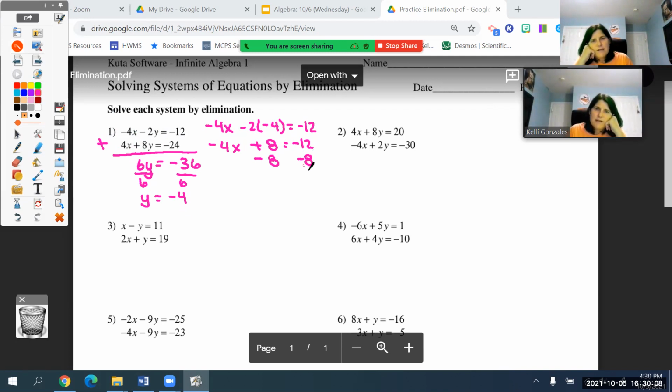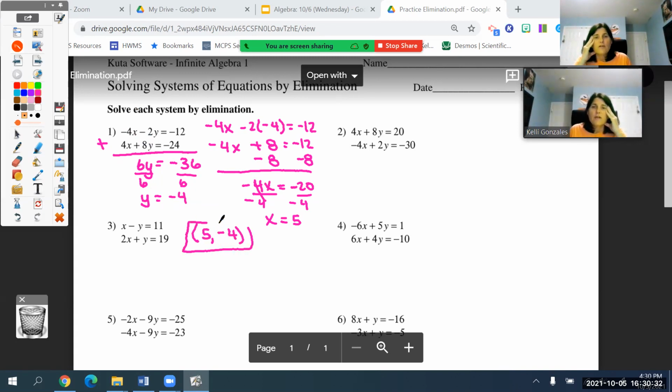Subtract 8 from both sides. Negative 4x equals negative 20. Divide by negative 4, and we end up with x equals 5. So for number 1, the ordered pair is 5, negative 4. That's the solution. Now, you should probably be doing this work in your spiral because there's not a lot of room to do all the work, although your pencils are a little thinner than my marker.